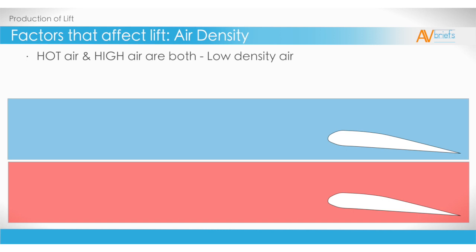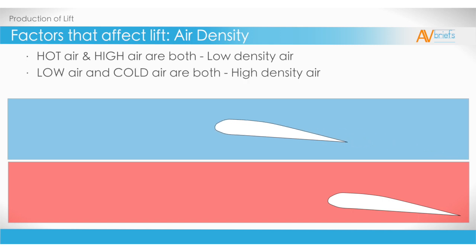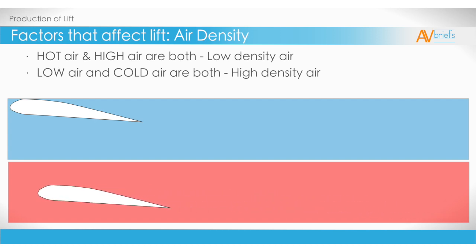The worst options, and the combination which creates the least dense air, would be a high altitude, and a hot temperature. So a hot summer's day at a high altitude airport would be the least desirable air, as it is less dense and has less particles in a given space. That means less air flowing over the wing, and creating less lift.